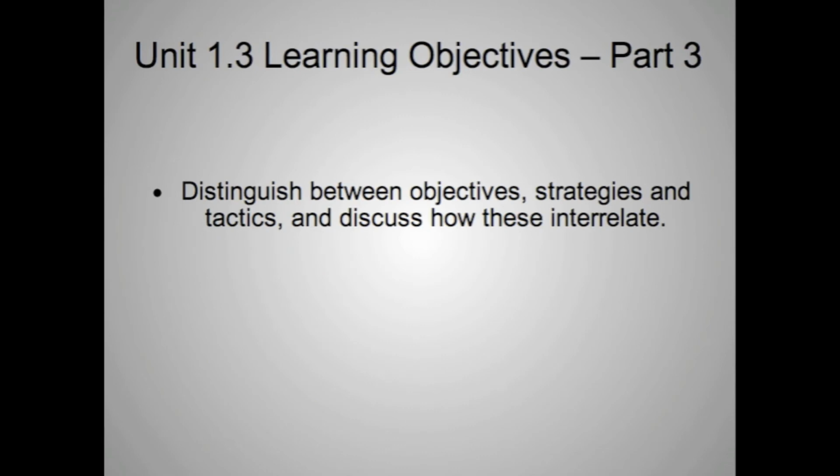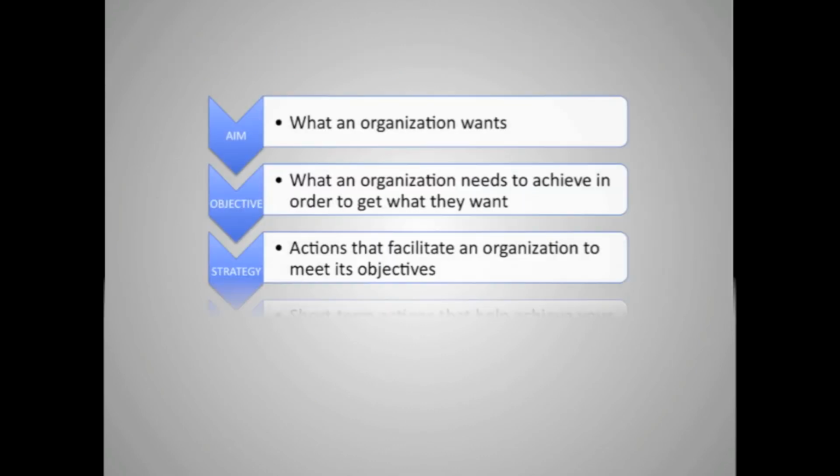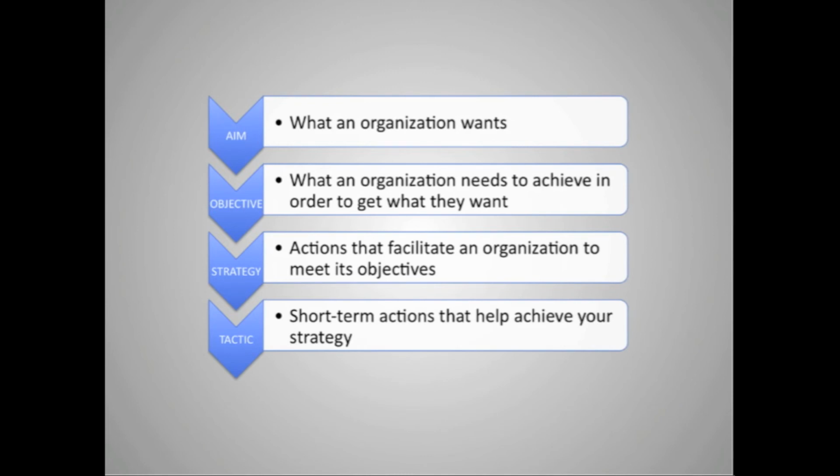Unit 1.3 Learning Objectives Part 3. An aim is what an organization wants. An objective is what an organization needs to achieve in order to get what they want. Strategy refers to the actions that facilitate an organization to meet its objectives, and tactics are short-term actions that help achieve your strategy.